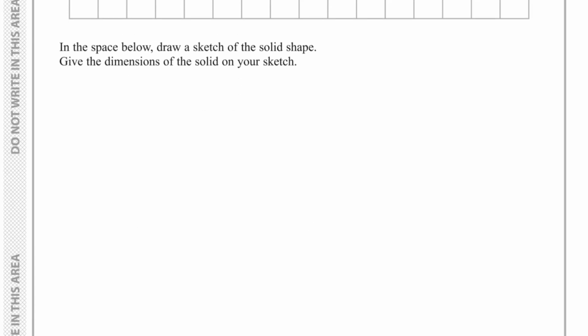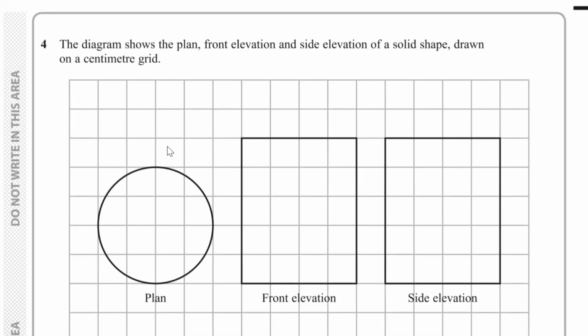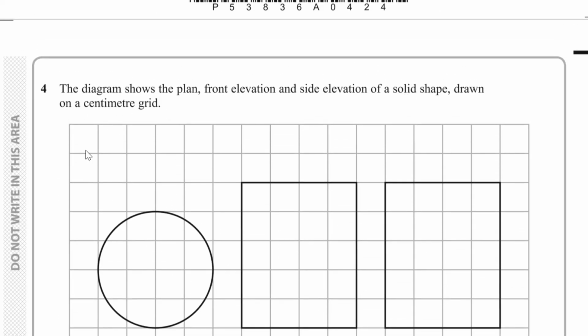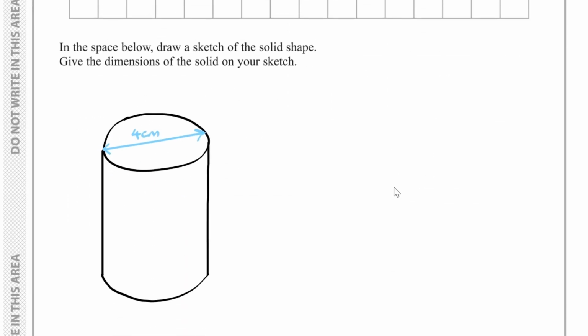So let's quickly draw a cylinder. We've got something like this, and if we add on the dimensions for the diameter of this cylinder, we've got 4 centimeters. And the reason I say centimeters, in the question we were told we've got a centimeter grid. And the height, we've got a height of 5. So if we add this height on, we have 5 centimeters here.